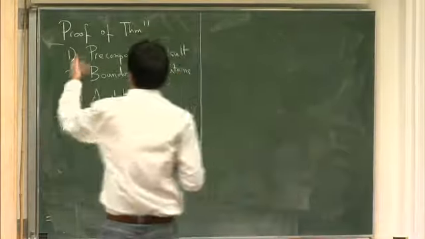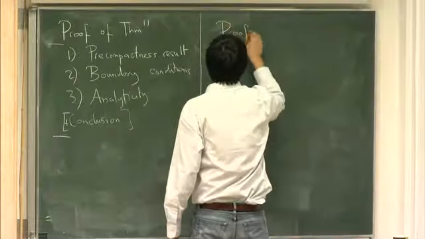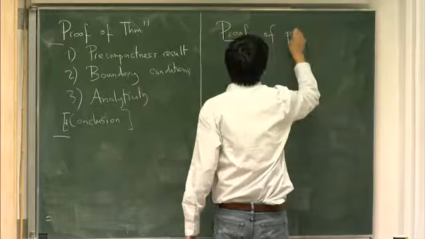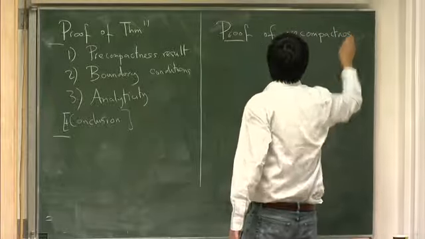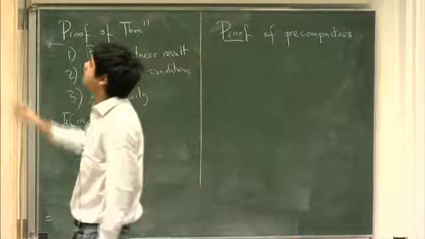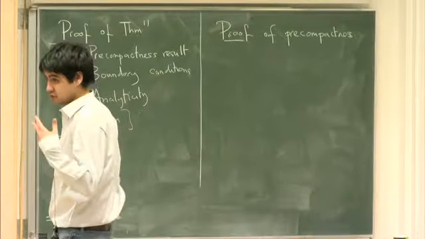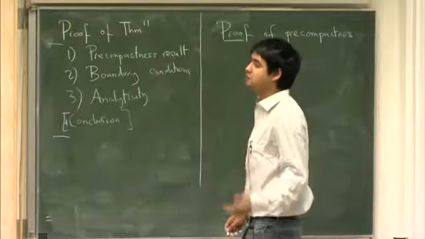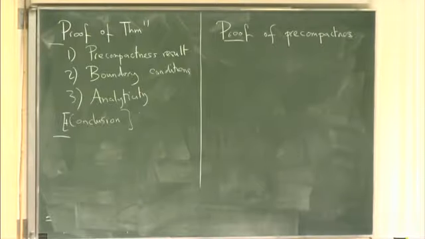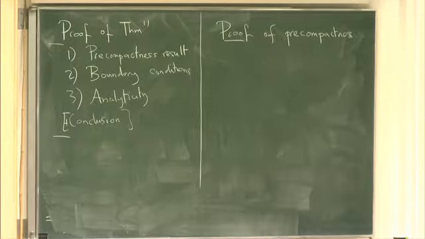So let's start with the precompactness. Again, we want to show that this family of functions indexed by delta is uniformly continuous. Actually, it's uniformly Hölder for a certain Hölder exponent, which is certainly related to this alpha positive that we obtained here.